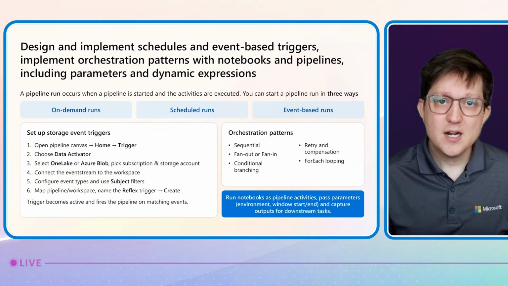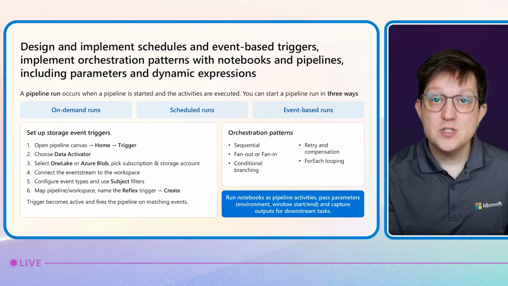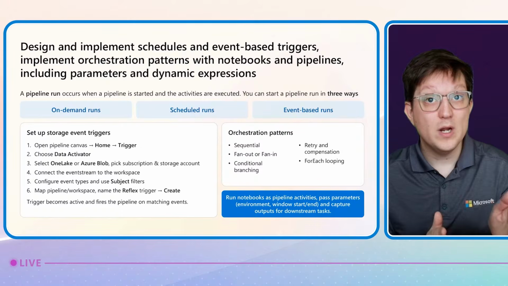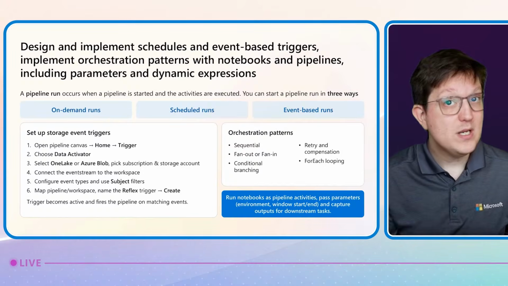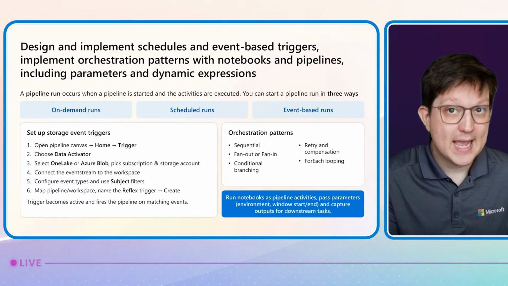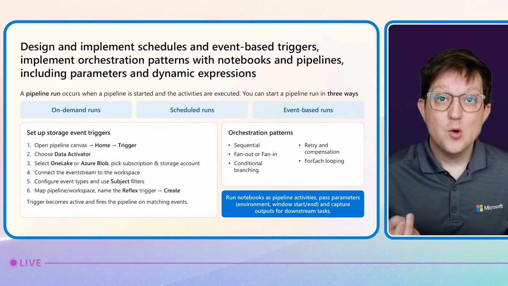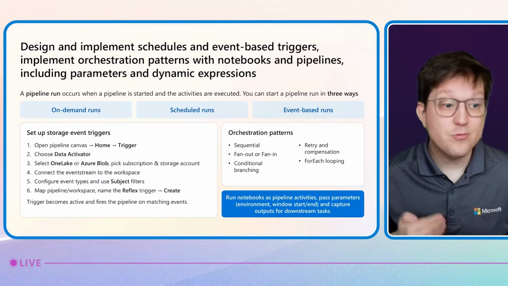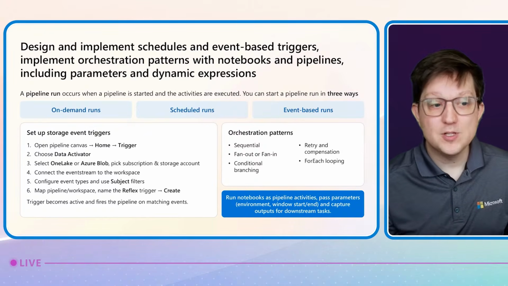Now, to set up something like a storage event trigger, one of the more common types that we see, choose your canvas, open the trigger, choose that data activator, and then select if it is a OneLake or Azure Blob setup. Once you have that in place, we need to connect the event stream to the workspace and then choose how we want to actually react. Reflex triggers are what we use to do this, so we'll create one of those. Once the trigger is active, it will fire when new things are uploaded.